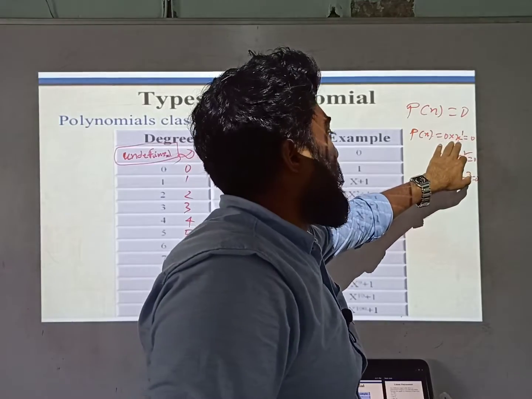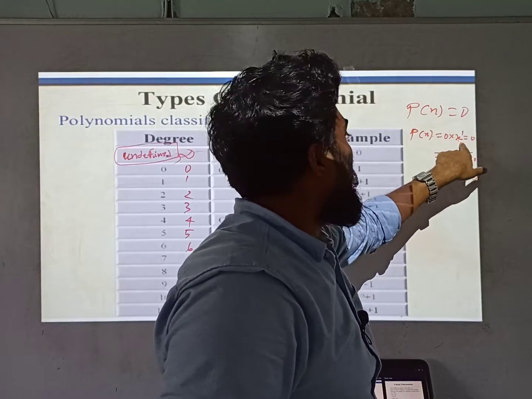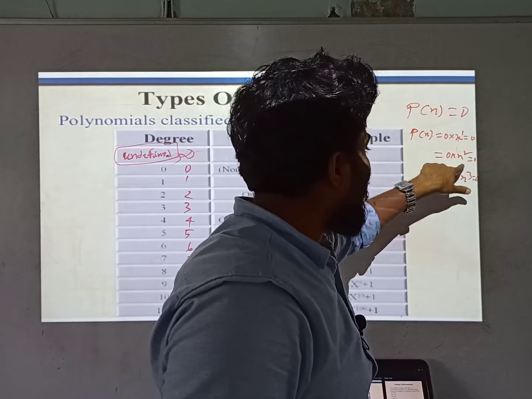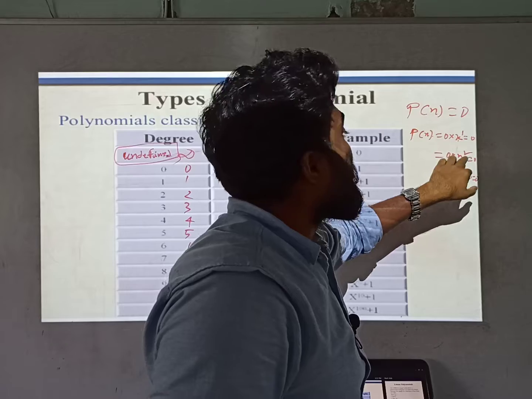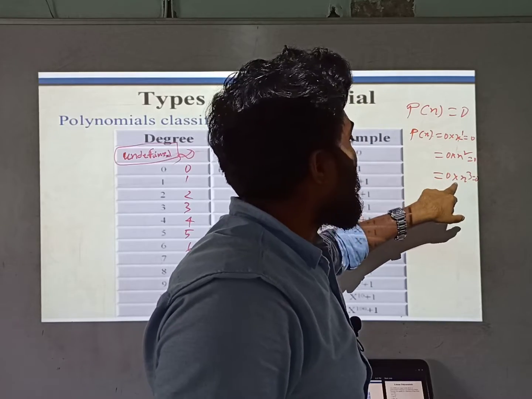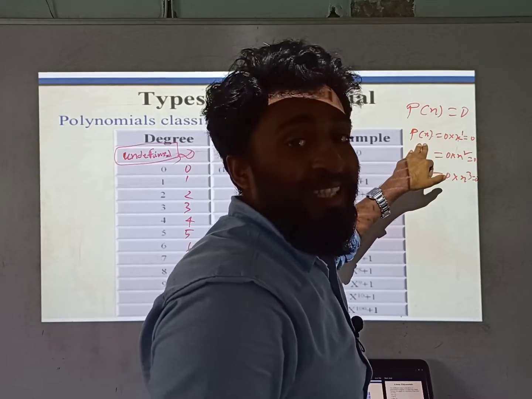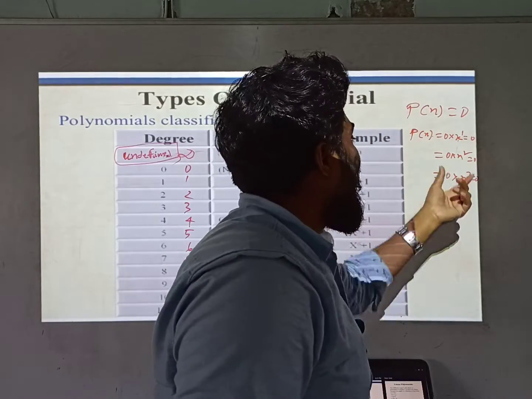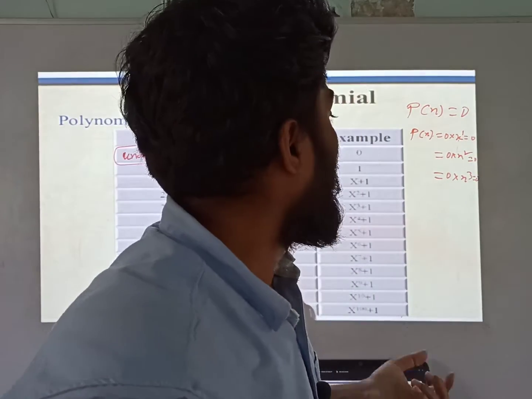According to this polynomial, the degree of the polynomial is 1. According to this example, degree of the polynomial is 2 because the power of x is 2. According to this example, what is the power of x? That is 3. So according to this example, the degree of the polynomial is 3. So see, I can write like this way. We have infinitely many choices.